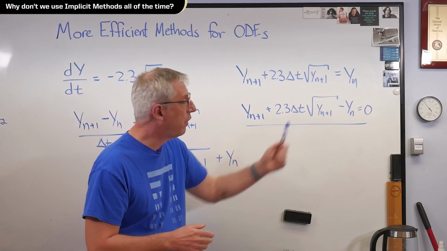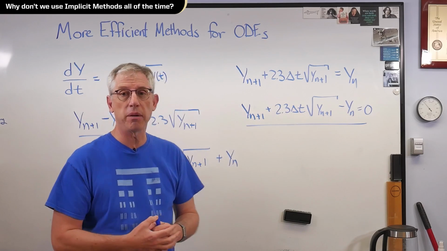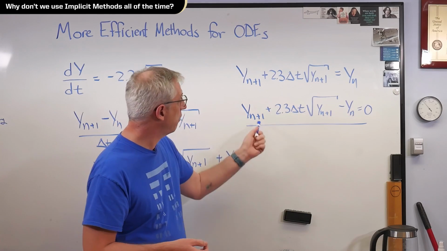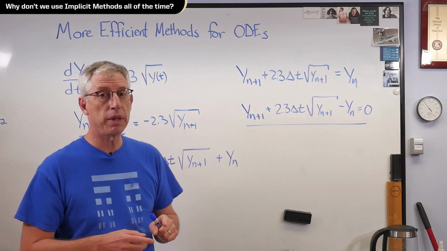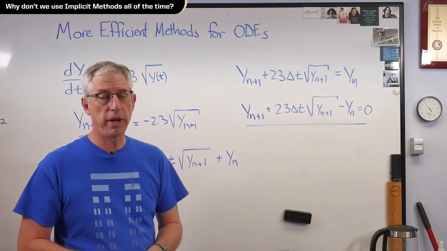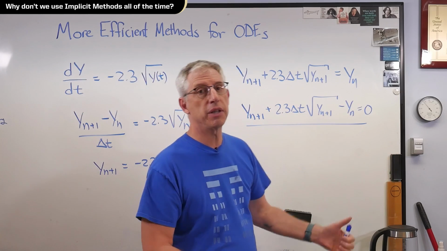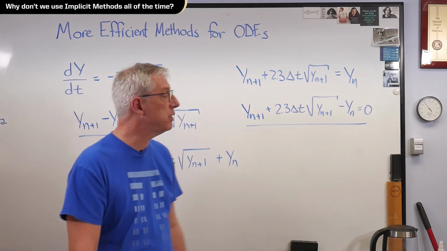Okay, there's no closed form way to do that. Nothing comes to mind immediately here, at least. Now you're going to have to go to a root finding algorithm to figure out what y of n plus 1 is. With the explicit solution, you don't have to do that. If you know what y of n is, you just execute some calculations and y of n plus 1 just comes out. You don't really have to pay much for it.